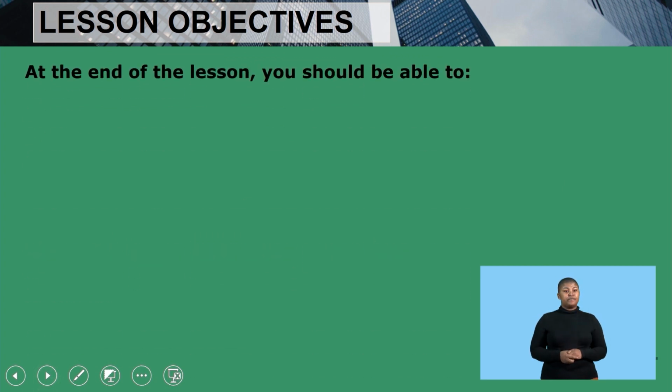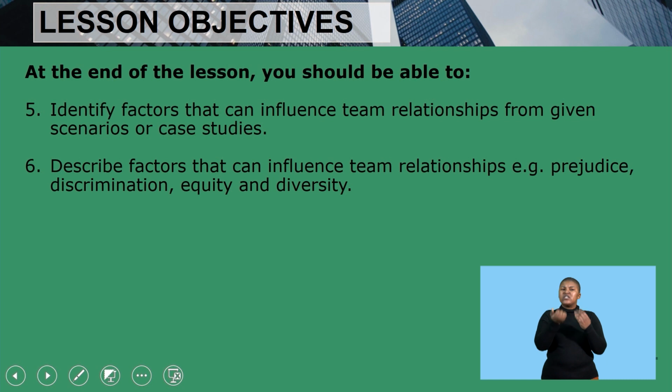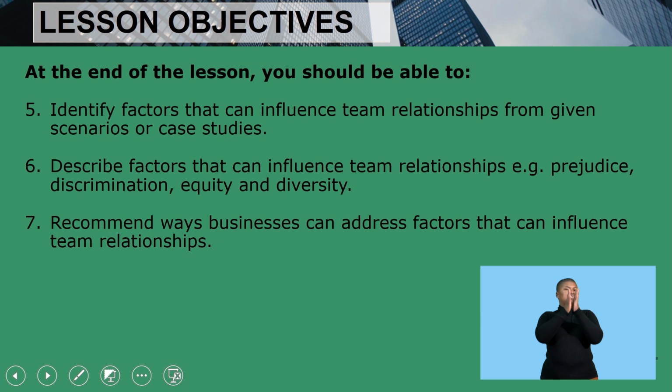You should also be able to identify factors that can influence team relationships from given scenarios or case studies. Describe factors that can influence team relationships, e.g., prejudice, discrimination, equity, and diversity. You should also be able to recommend ways businesses can address factors that can influence team relationships.